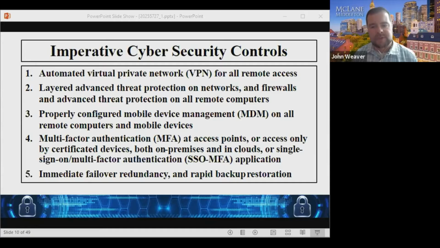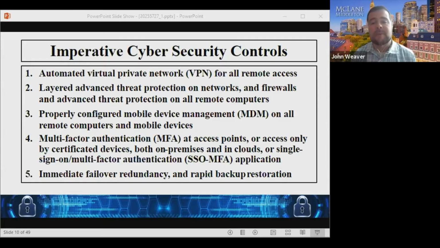Another way of doing this that we help clients with is single sign-on or a multi-factor authentication application. Once you've set that up and it's an approved device, then your employees don't have to keep giving the second factor. They can just remember the password. So it operates for the employee in the same way.